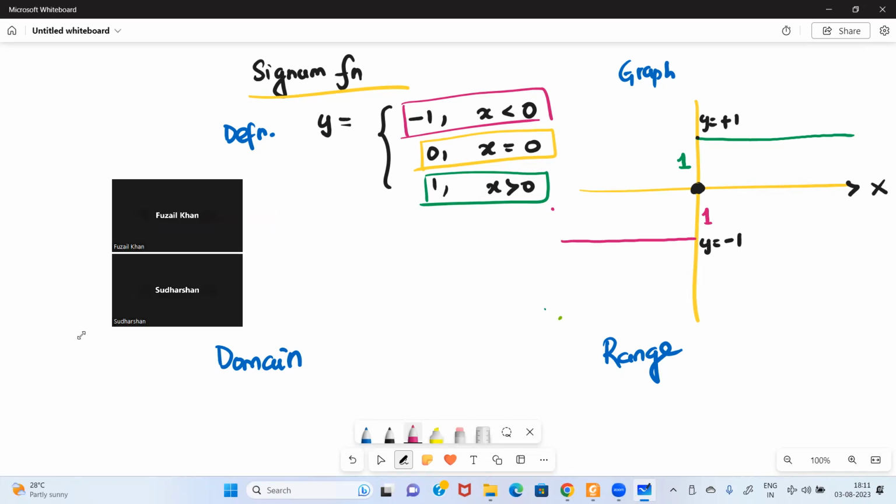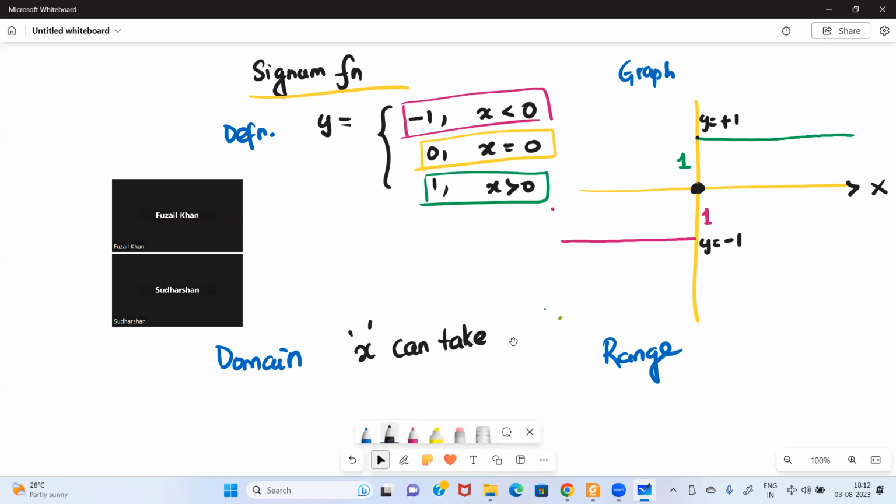Yes, Fuzail, come on. Can you unmute yourself, Fuzail? So the set of values that X can take. Yeah, please, everybody, please keep your ears open, guys. Set of values X can take, that is called domain. Very, very simple concept.